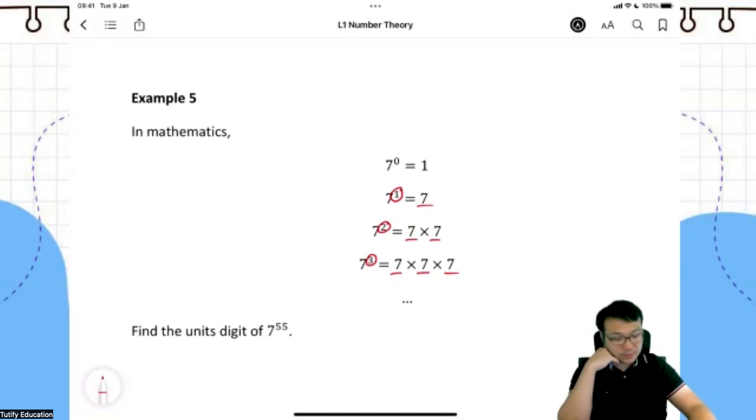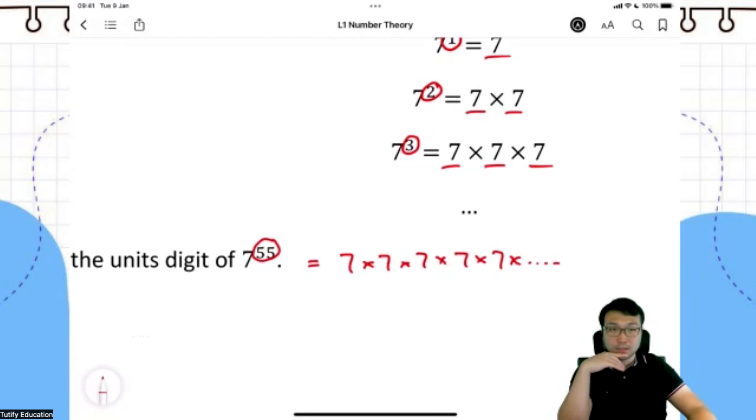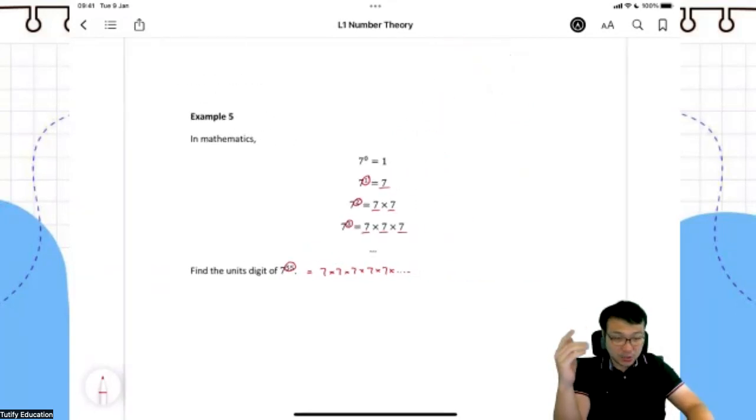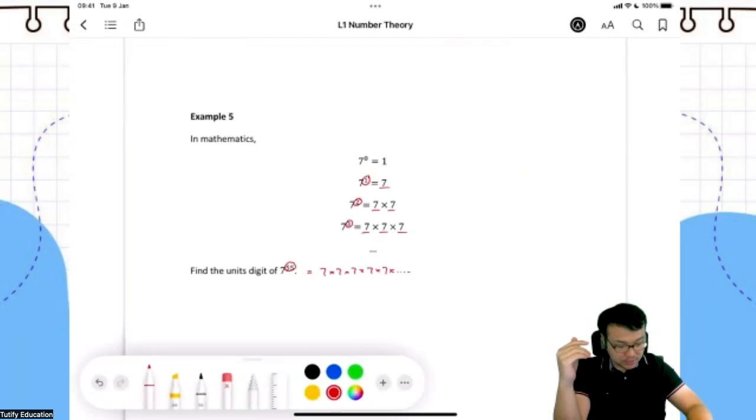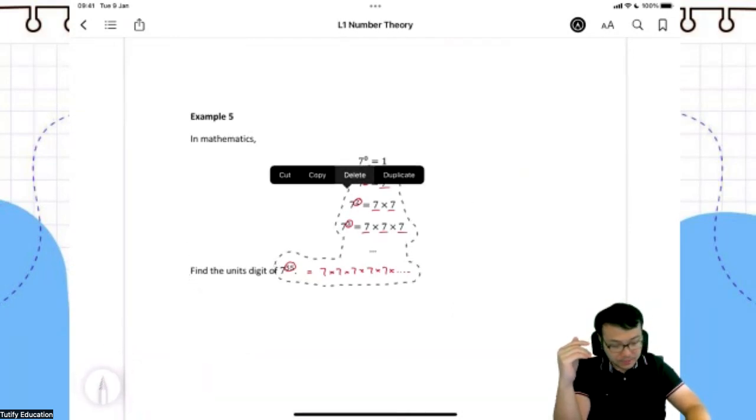Find the units digit of 7 to the power of 55. Power of 55 means that you take the number 7 and you multiply them together 55 times. Wow. Do you think we should be doing this? By the time we finish doing this, the exam is over, right? So, we should not take the number 7 and literally multiply it 55 times, right?